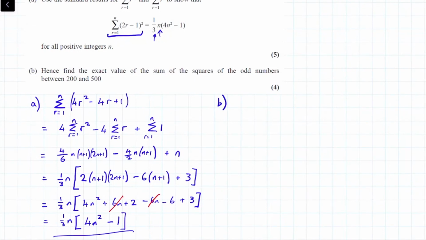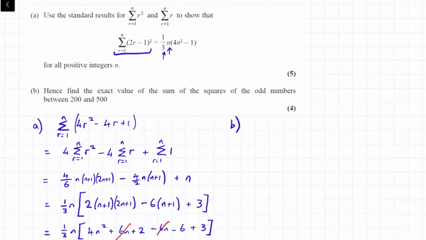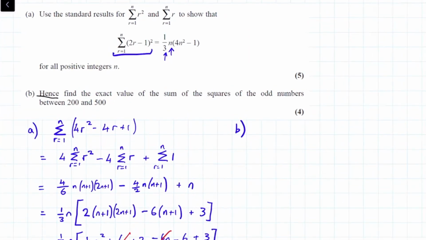Right, in part B, it says hence, meaning use what you've just done before. Find the exact value of the sum of the squares of the odd numbers. Okay, so how does this relate to odd numbers? Well, quite often when we describe odd numbers, we use 2n plus 1 or 2n minus 1. In this case, we have 2r minus 1 squared, and that's the sum of the squares. So this makes sense. So we want the odd numbers between 200 and 500.